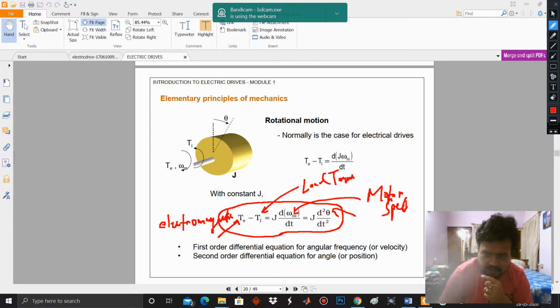Theta is the angular displacement. J is the moment of inertia. So these are the general notations that are used in the fundamental torque equation, and the derivation that was shown yesterday is very important with respect to the dynamics of a machine.